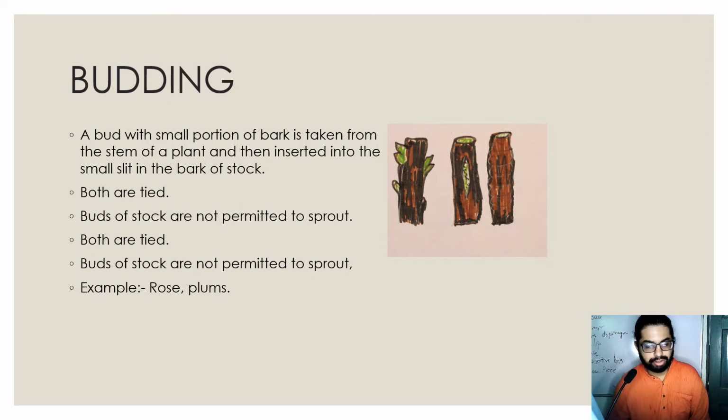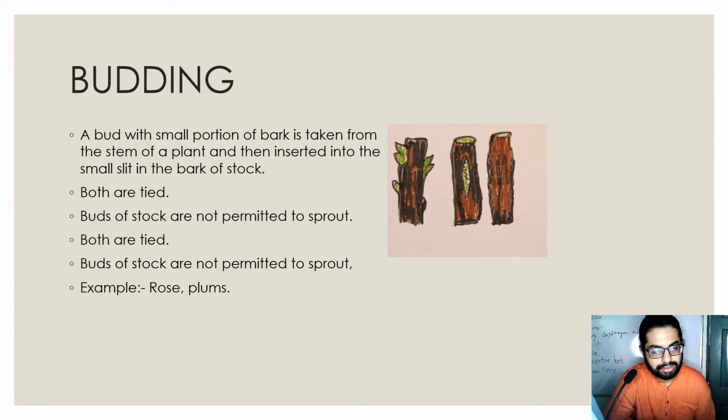Now about budding. A bud with a small portion of bark is taken from the stem of a plant and then inserted into a small slit in the bark of the stalk. Both are tied. Buds of the stalk are not permitted to sprout. Example, rose and plums. In budding, what happens?